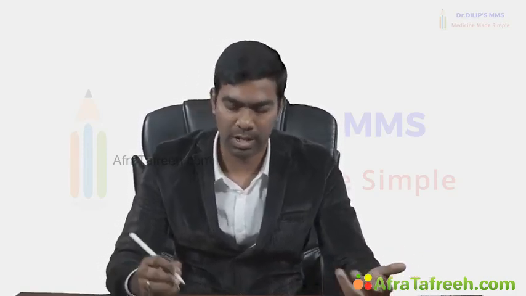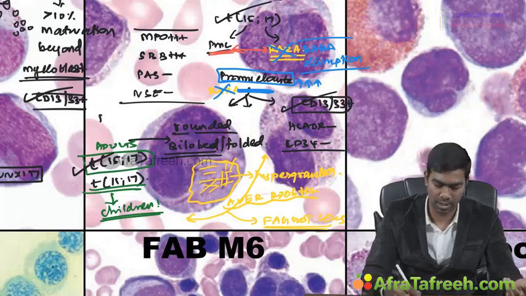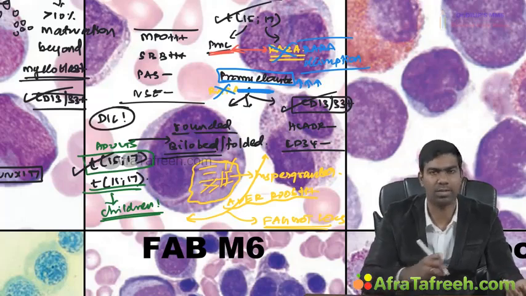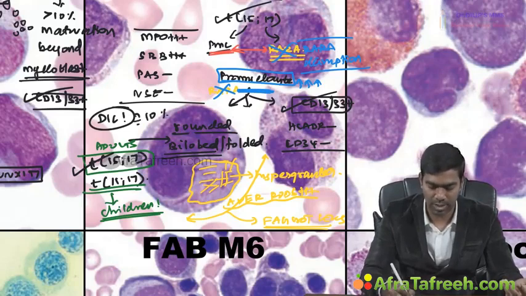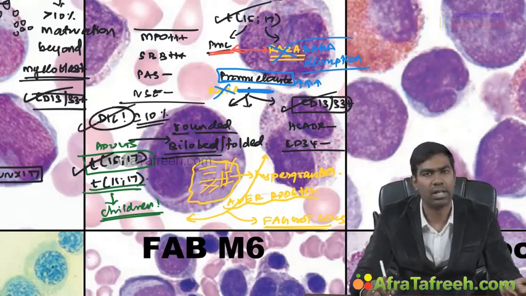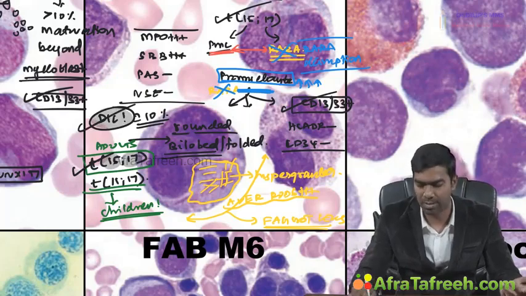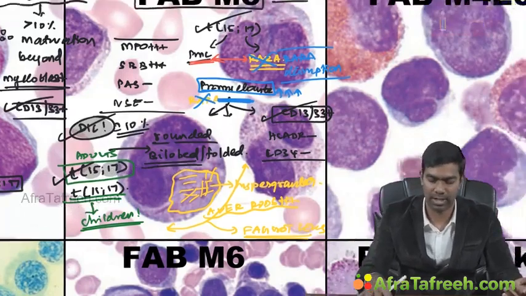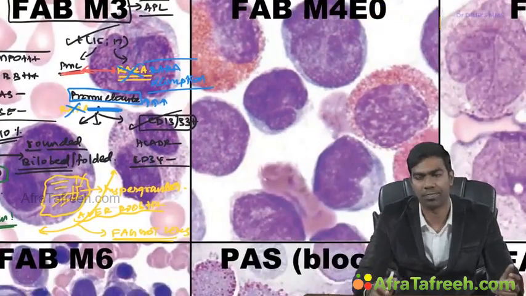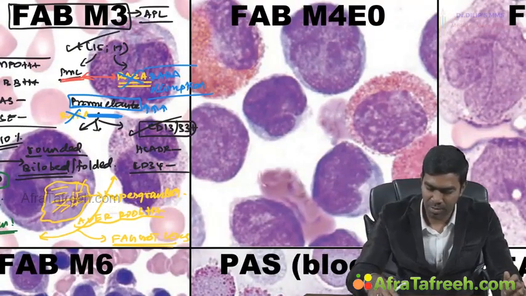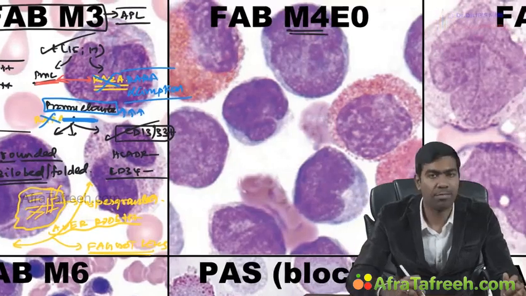And a very important point about that is, like I told you, M2 has a little bit increased chance of getting chloromas and leukemia cutis. At the same time, it's the most common type of AML. Similarly, there is one specialty clinically for this M3: almost 10% of the cases are going to present with DIC. First presentation itself will be with DIC only. So if they ask you AML that presents with DIC, you have to go for M3, that is acute promyelocytic leukemia. So the next type of AML we are going to see is AML M4.